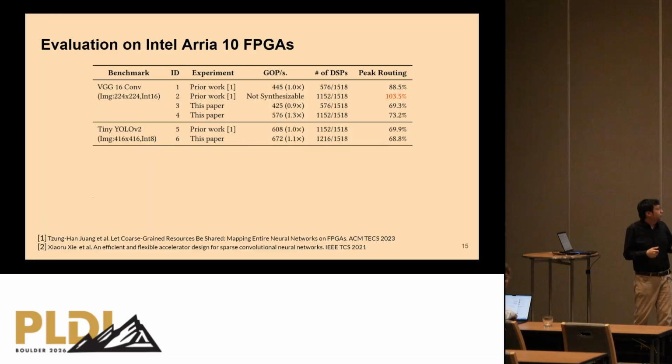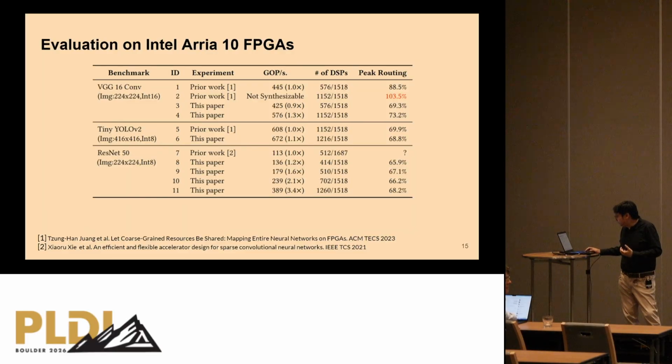And another example is Tiny YOLO. For Tiny YOLO, we actually get better performance because Tiny YOLO has a larger input size. It means each layer may have quite different sizes, and because we introduced upper boundary streams, we can handle different shapes more properly.